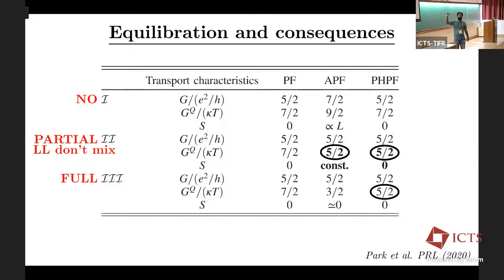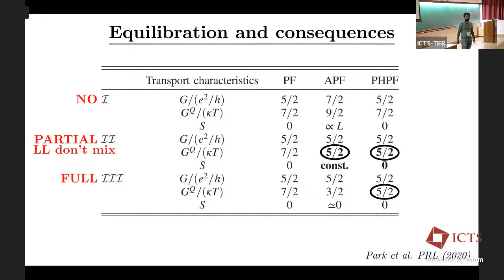Pfaffian is out of the game, no option anymore. But anti-Pfaffian is still an option. So the puzzle remains. So what's really going on? The problem is that these internal length scales are very hard to measure or even control. Actually, it's impossible to control, but you can make many, many devices and hope it equilibrates properly.